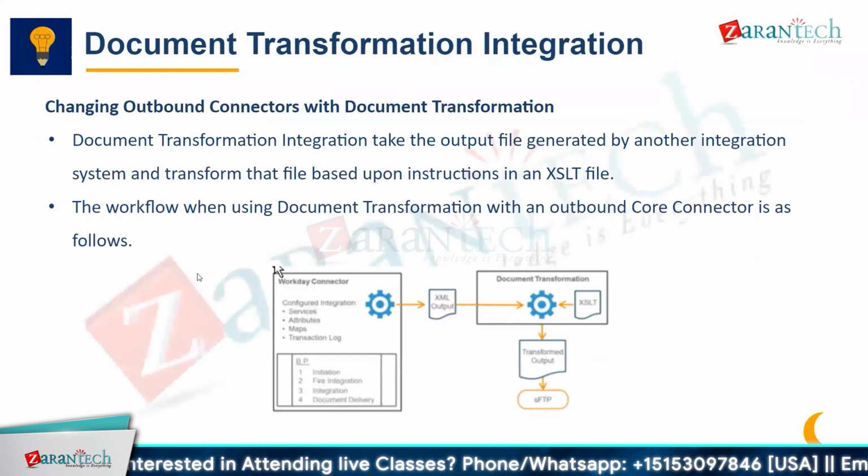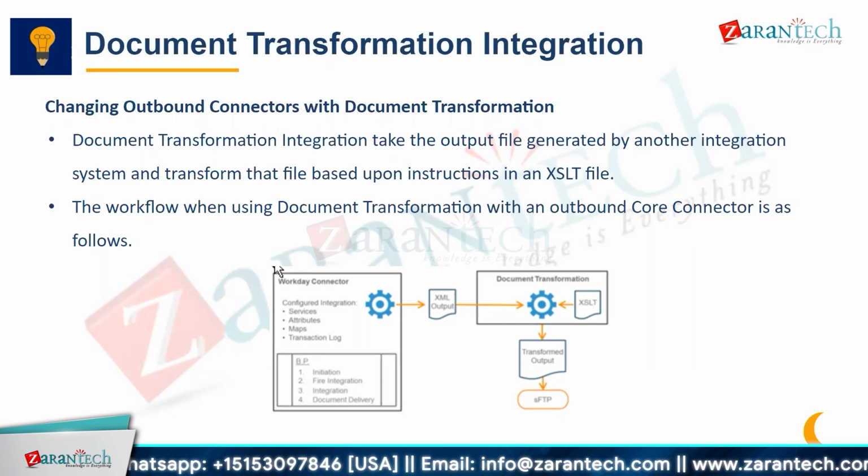Right? So changing outward connectors with document transformation. So what does document transformation do in a nutshell? Document transformation integration takes the output file generated by another integration system and transforms that file based upon the instructions in an XSLT file.